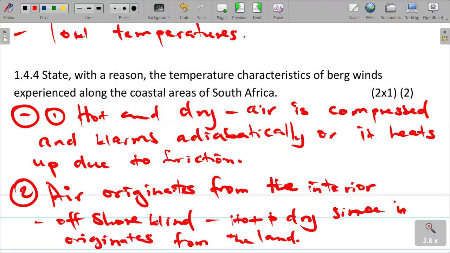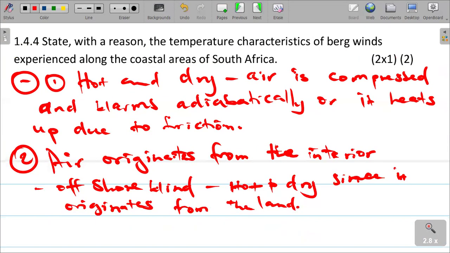In terms of the temperature characteristics of berg winds, the air is hot and dry. It is also because of the first reason of compression that we talked about as it falls. And again, it is also because it originates from the land. It is dry because it is not coming from a water source or a water reservoir.